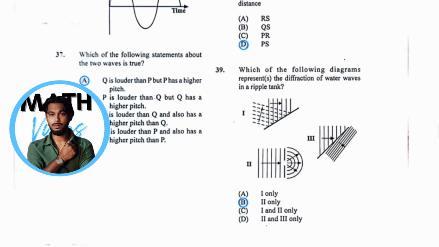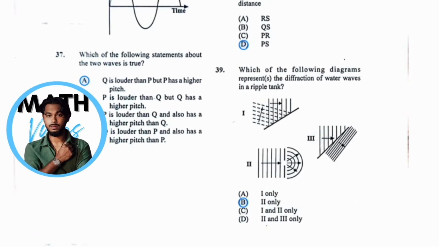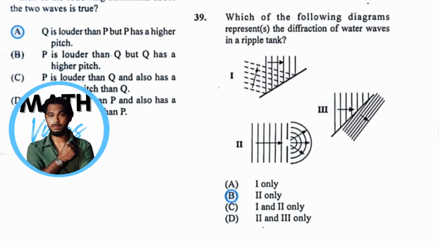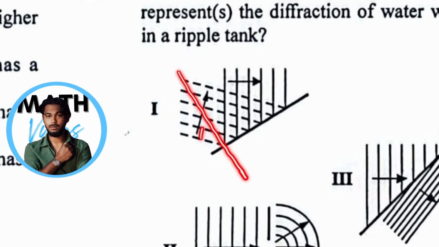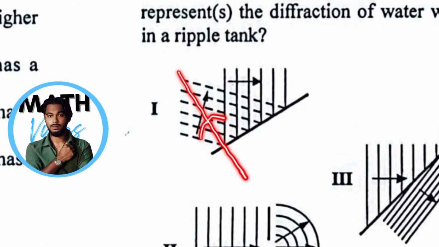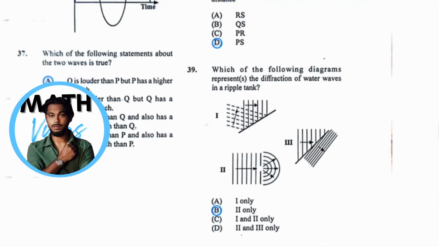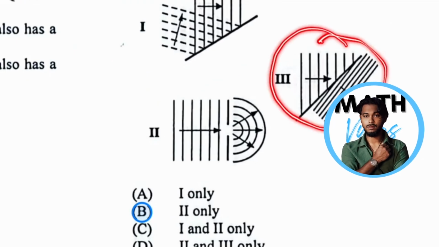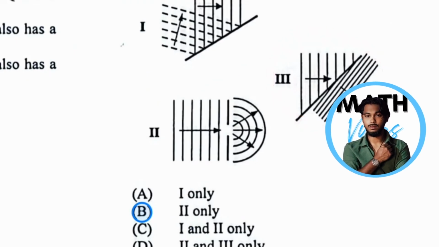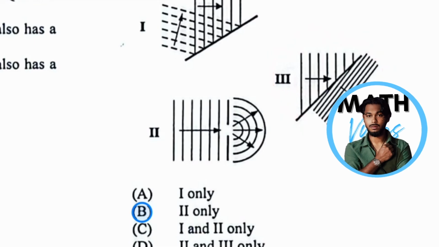39. Which of the following diagrams represents the diffraction of water waves in a ripple tank? Why is 1 wrong? You probably can't see it, but 1 is an example of total internal reflection. And so this is refraction. Part 3 is also an example of refraction because look at what happens. There's a change in the wavelength when it goes from one medium to another.